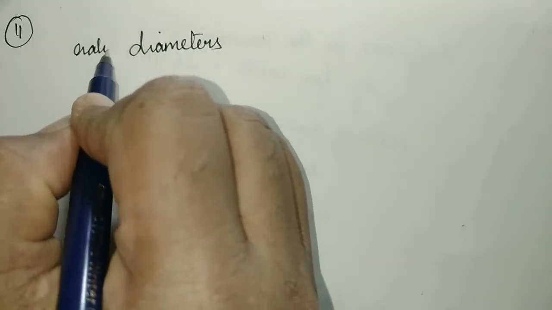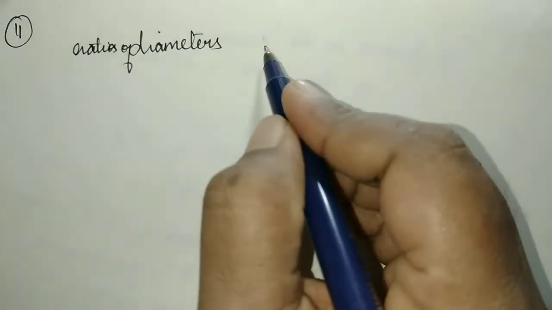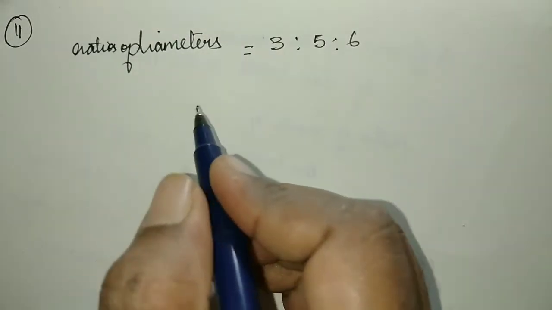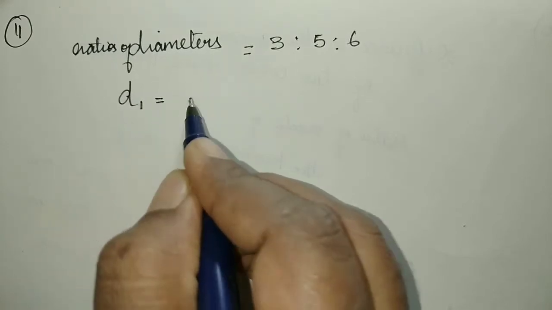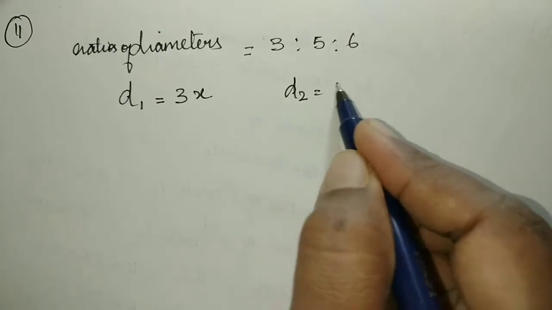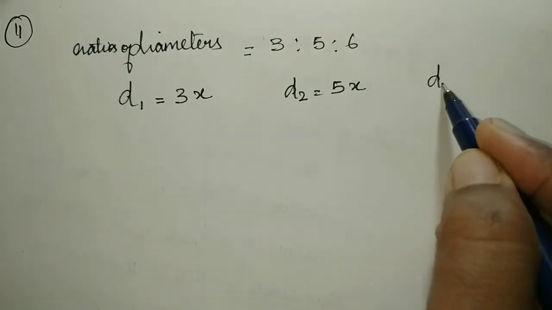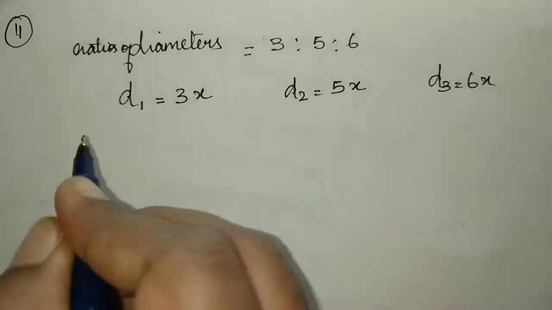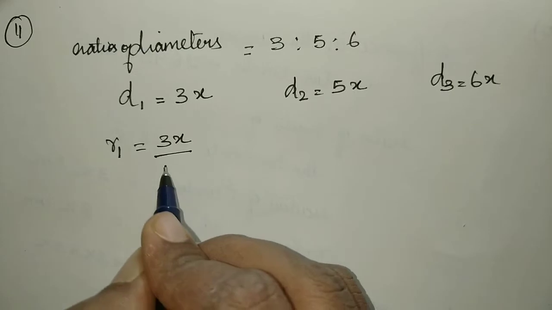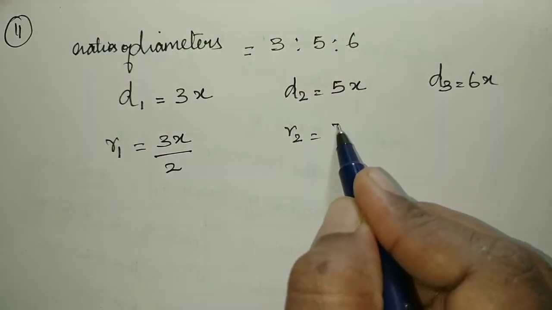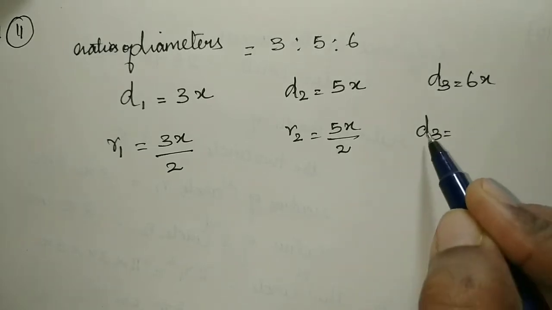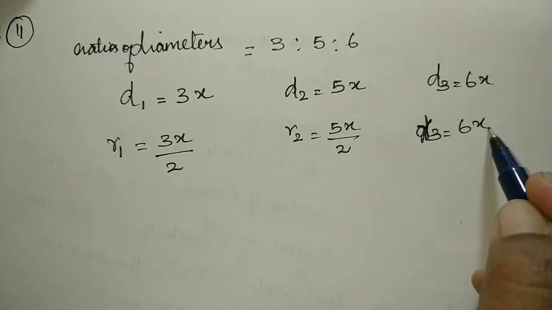So what is given? The ratio of the diameters, that is 3:5:6. So d1 is equal to, how to write from the ratio? 3x. d2 is equal to 5x. d3 is equal to 6x. From here, r1 is equal to diameter divided by 2. Radius equals diameter divided by 2. In the same way, r3 is equal to 6x divided by 2.